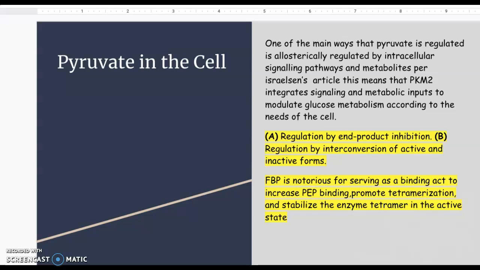Each PKM2, PKL, and PKR subunit contains one binding site that is specific for FBP and distinct from the active site. So this means that FBP is known for serving as a binding activator to increase PEP binding, promote tetramerization, and stabilize the enzyme tetramer in the active state. PKM1 does not bind FBP due to structural differences at the FBP binding pocket.